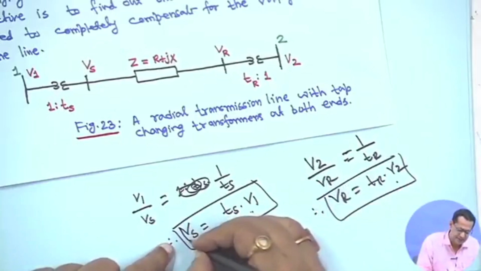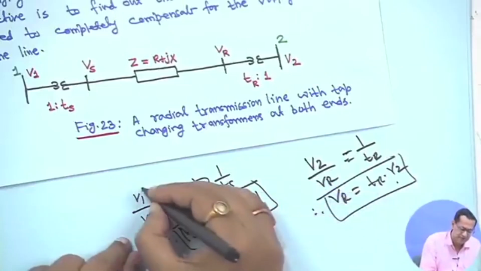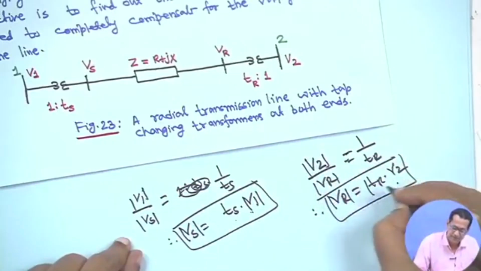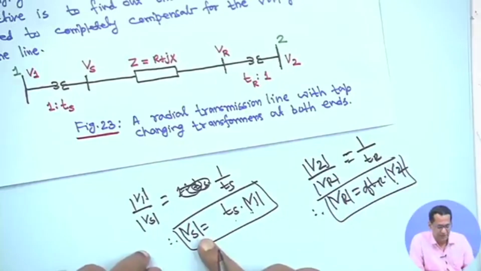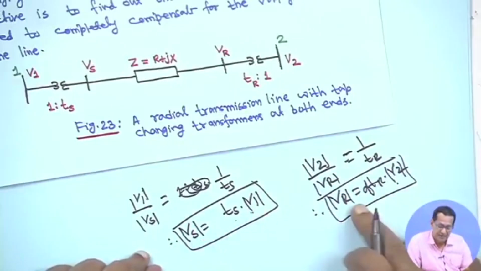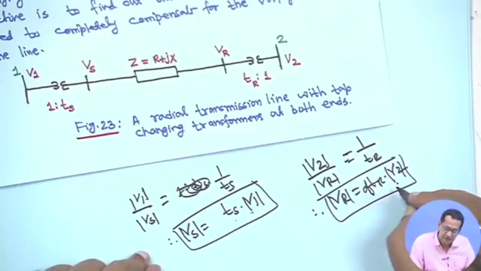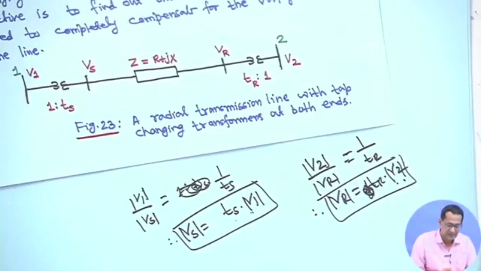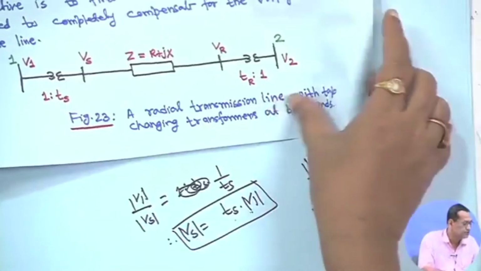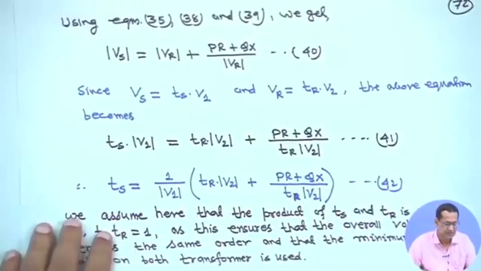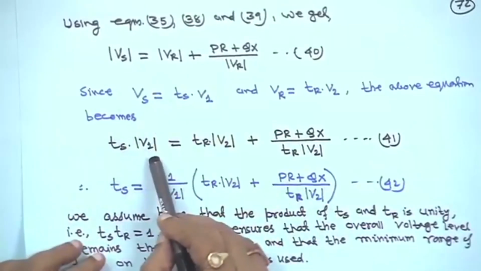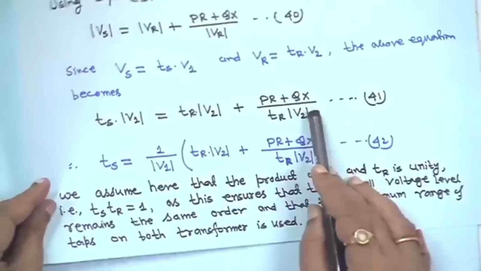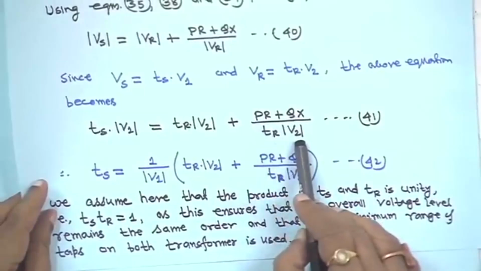That means, you take it magnitude wise. So, you take all magnitude, that is better, because we use only magnitude. So, magnitude Vs is equal to Ts into V1 and magnitude VR is equal to TR into magnitude V2. So, this Vs and VR magnitude you substitute in this equation. We are substituting that magnitude Vs is equal to Ts into V1 is equal to TR into magnitude V2 plus PR plus Qx divided by VR, which is magnitude of V2 into TR.